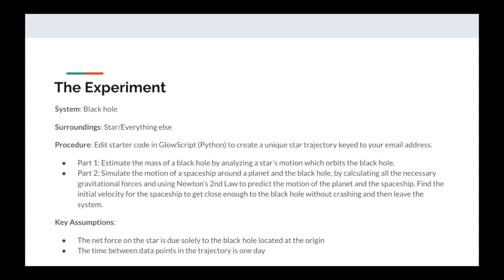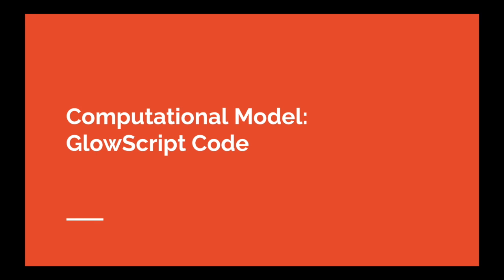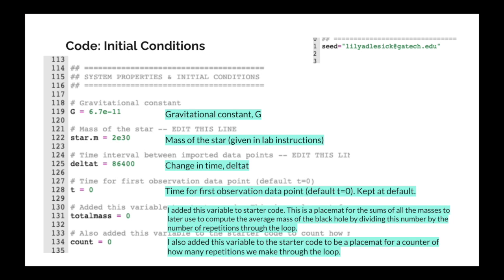Our key assumptions are that the net force on the star is due solely to the black hole located at the origin, and the time between data points in the trajectory is 1 day. Now time for our computational model and GlowScript code. Here we have the initial conditions of our code.